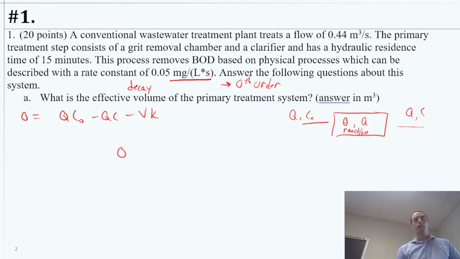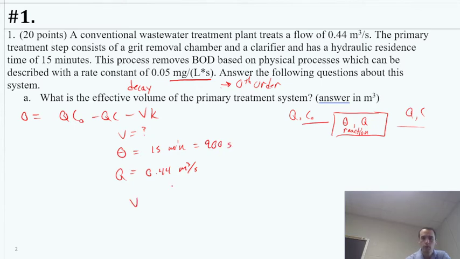So we were given a theta. We want volume, we were given a theta, and we were given a flow, right? So we can get the volume from those two. So the flow rate was 0.44 cubic meters per second. And the theta was 15 minutes. We could change that into seconds. We could say that's 900 seconds.